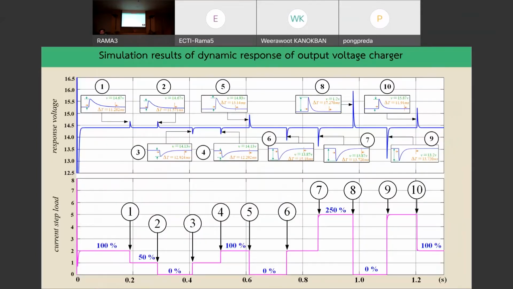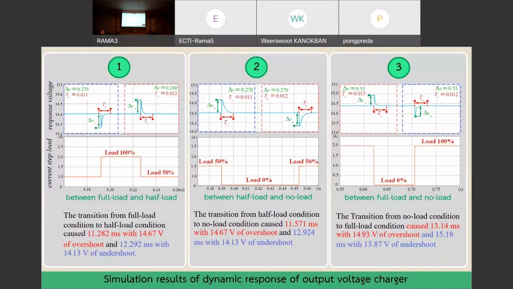This slide presents the load transient from no load to critical load condition. There are three simple states: we are going to talk about 100 to 50%, 0 to 50%, and 0 to 100% of the load.